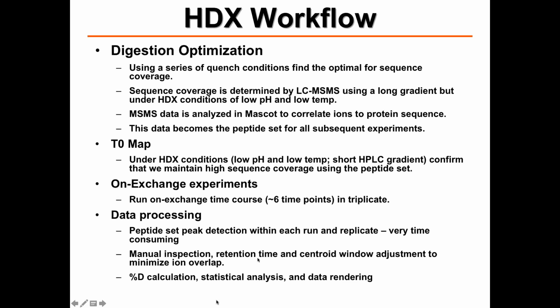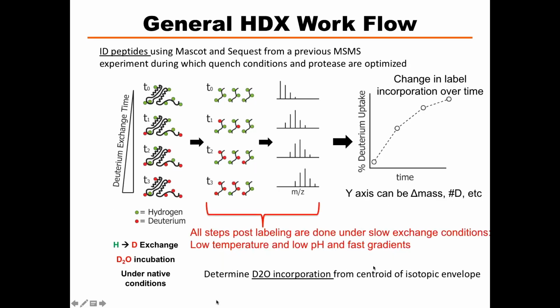You still need to go in and make sure that the software used the proper retention time to get the maximum signal for that peptide. And the centroid window often, in some cases, will have to be adjusted to avoid spectral overlap, because if there's a very close mass peptide in the centroid window, it's going to include that in the centroid calculation. There'll be an error in that measurement. And then the subsequent %D calculation and statistical analysis is essentially extremely rapid. And then the data rendering is really just up to what you want to accomplish in the experiment.